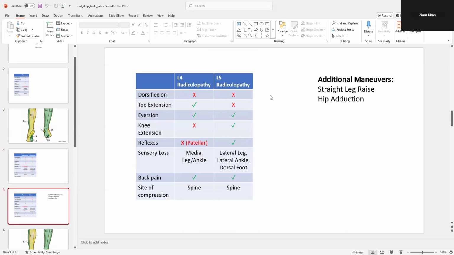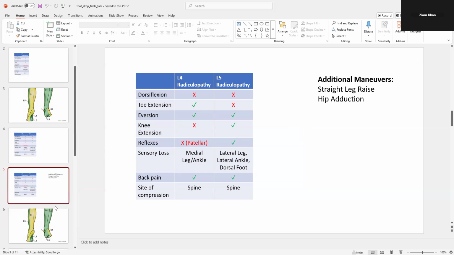Because both of these radiculopathies emerge from the spine, something you might consider doing is a straight leg test, which stretches out these roots as they exit the spine and can really elicit the pain that you might see in sciatica if someone has back pain. That can really help you narrow down to this diagnosis. The other thing is that L4 affects hip adduction, so you might want to consider doing a hip adduction test to test the strength of that, if L4 is on your differential.